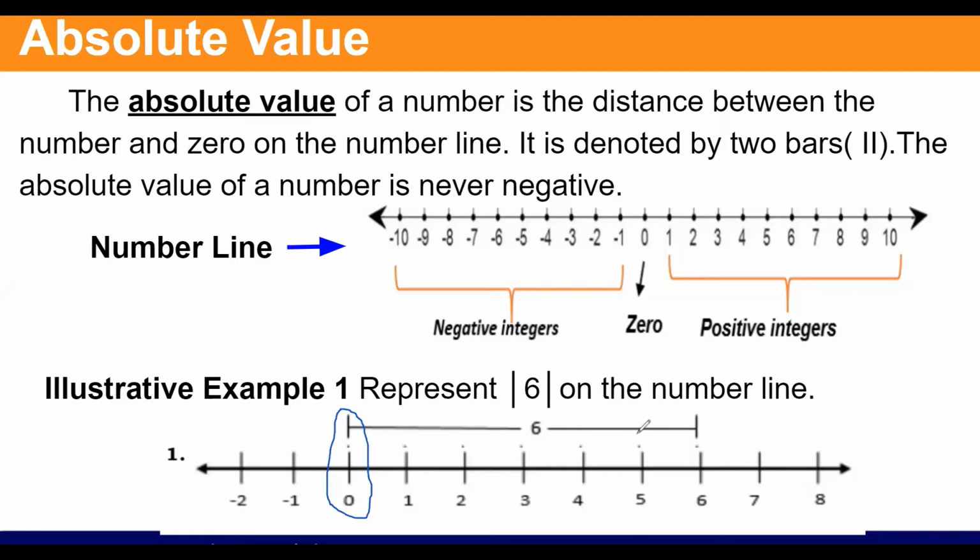Going to the right, we have positive 6. Meaning from 0, we have 1, 2, 3, 4, 5, 6. So 6 units. The distance is 6 units. Therefore, the absolute value of 6 is positive 6.